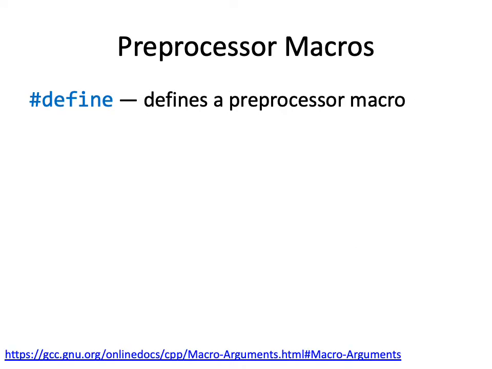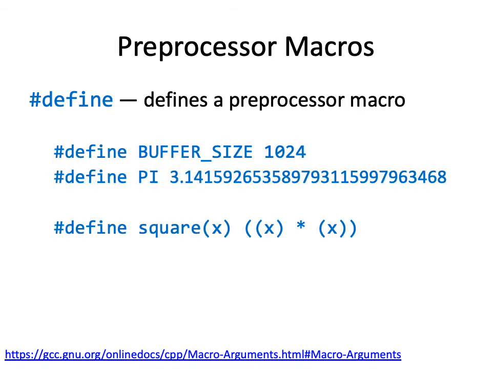Another one is #define. This defines a preprocessor macro. Here are some examples. So if you want to create a constant, you can #define BUFFER_SIZE to be 1024. That means that anytime that you see BUFFER_SIZE like that in your code, the preprocessor is automatically going to do text substitution, find and replace. Wherever there's a BUFFER_SIZE, it's going to replace that with 1024, literally. No compilation happening, it's just text substitution.